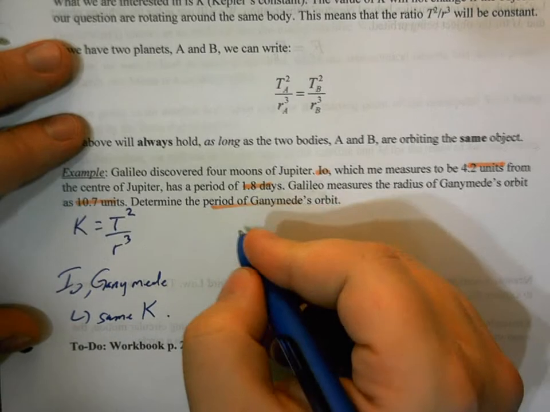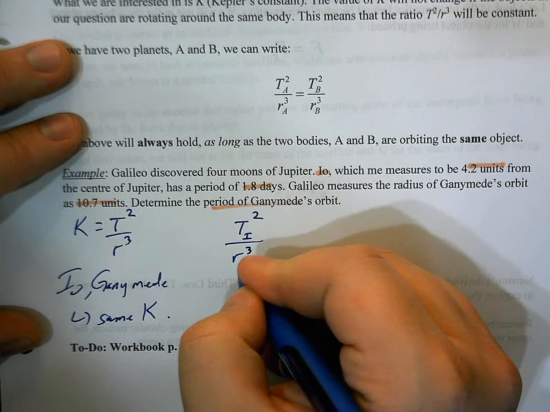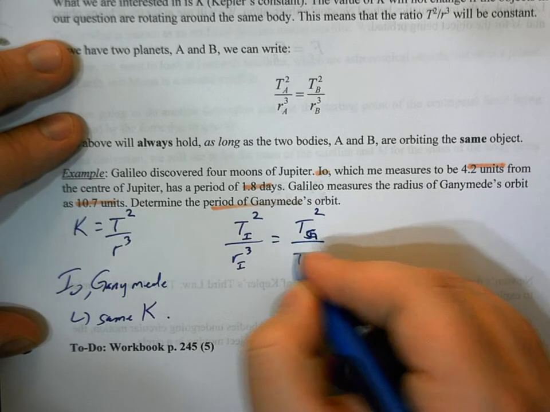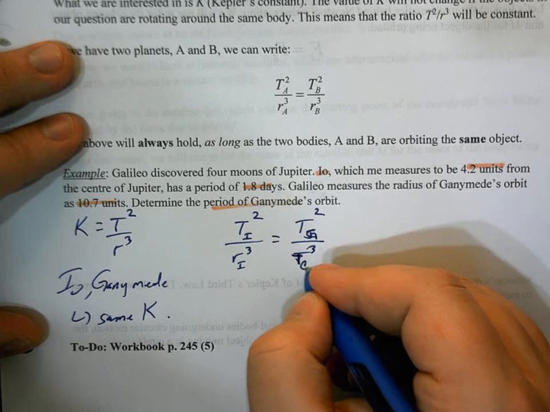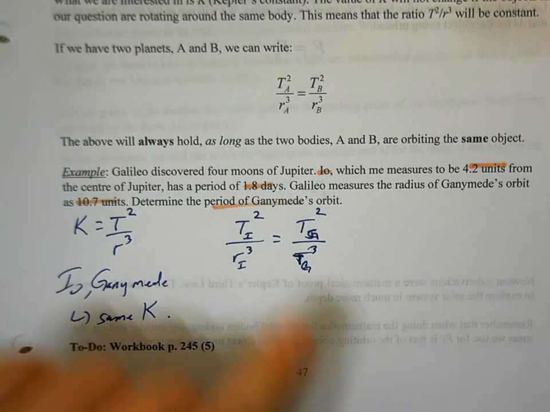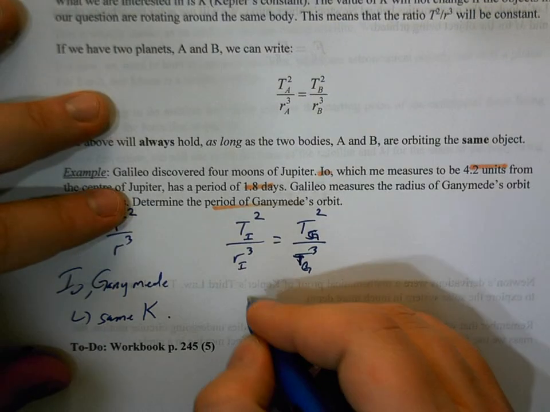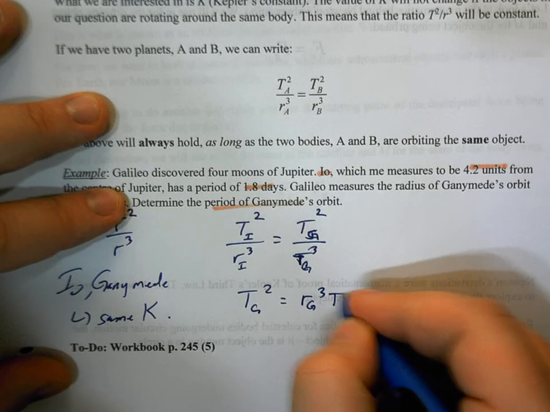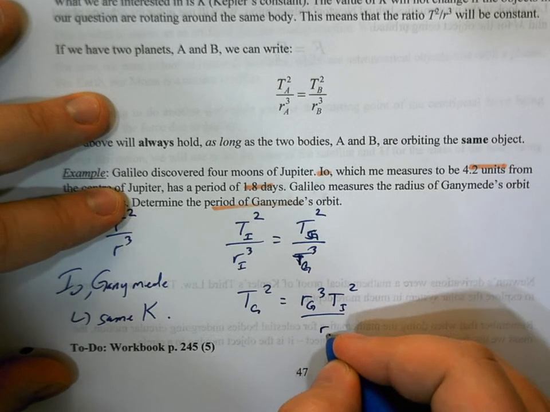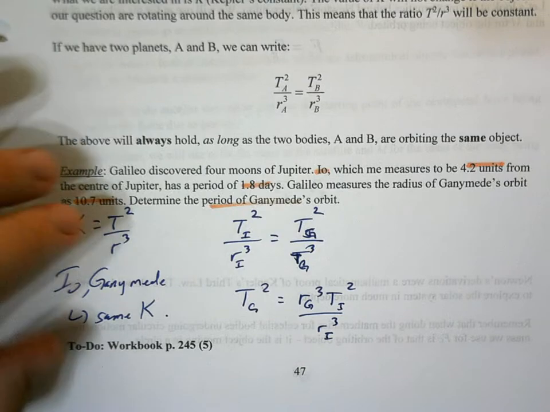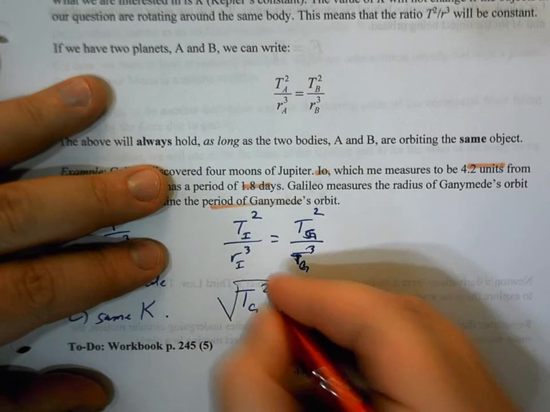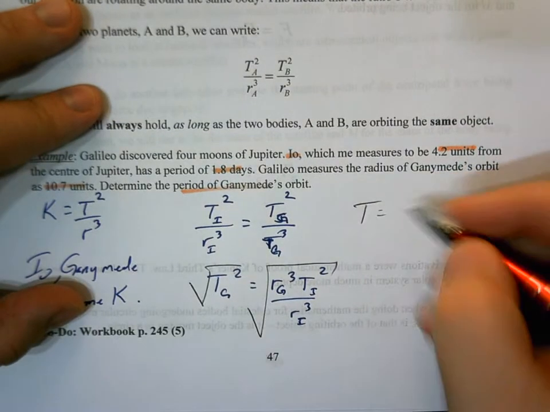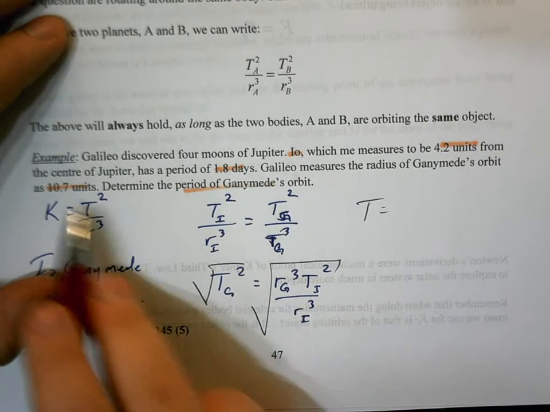What that means is we could say that T squared for Io over R cubed for Io is equal to T squared for Ganymede divided by R cubed for Ganymede. We're interested in finding the period of Ganymede's orbit, so we isolate for T. T_G squared is R_G cubed times T_I squared divided by R_I cubed. And then of course we take the square root of all this, and that gives us the period.